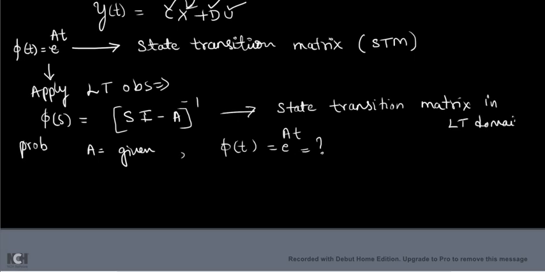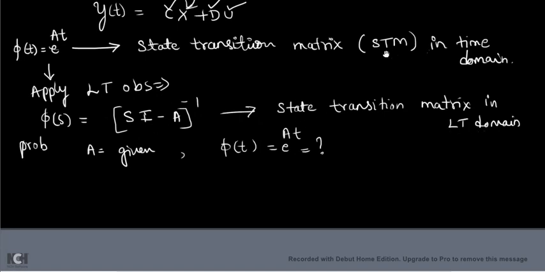Okay, what do you mean by phi of t? Phi of t stands for state transition matrix in time domain. This is in time domain. Phi of s stands for state transition matrix in Laplace domain. Now first you need to calculate this. You know S, you know I, you know A. Calculate inverse. That will give you state transition matrix in Laplace transform domain.